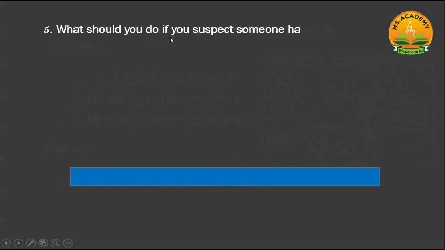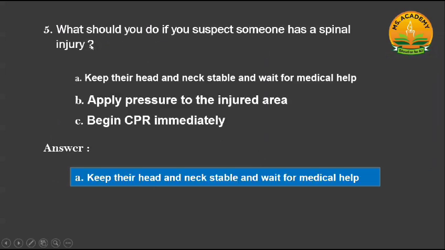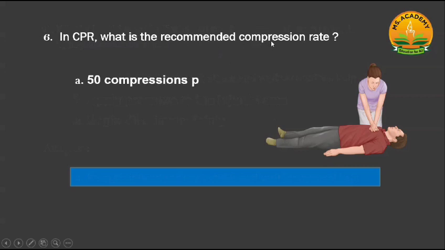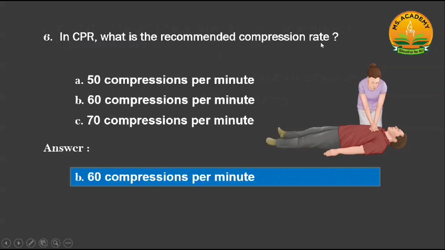What should you do if you suspect someone has a spinal injury? Correct option is A, keep their head and neck stable and wait for medical help. In CPR, what is the recommended compression rate? Correct option is B, 60 compressions per minute.